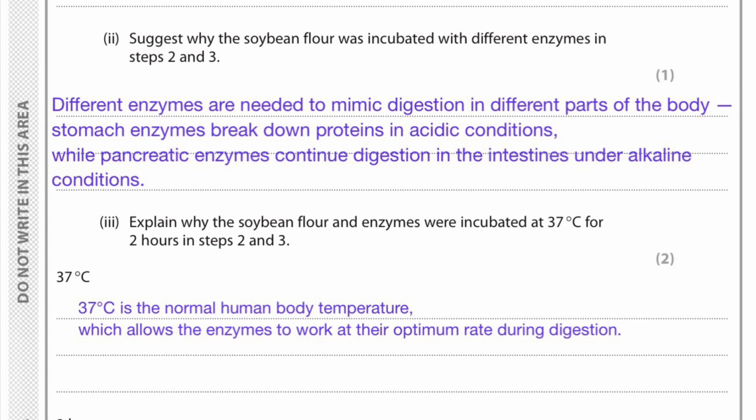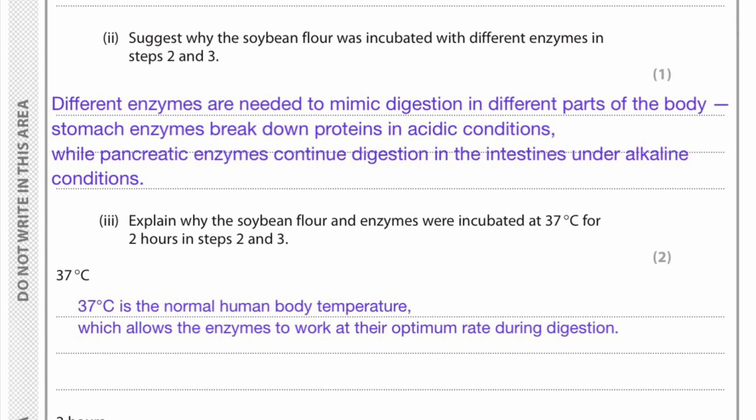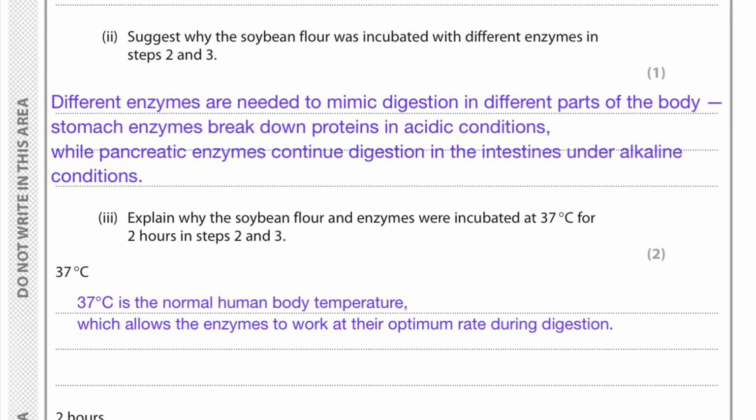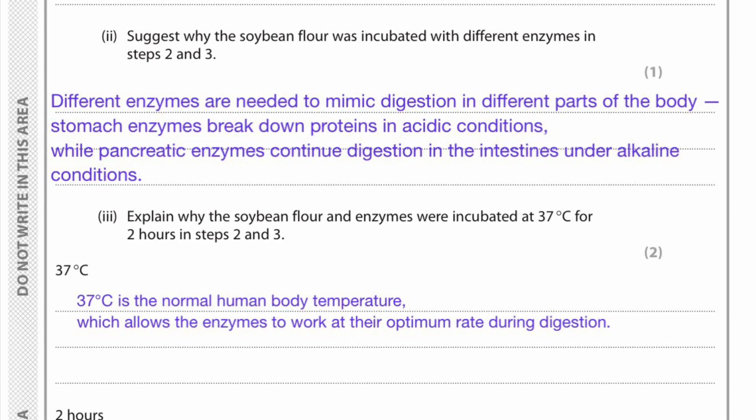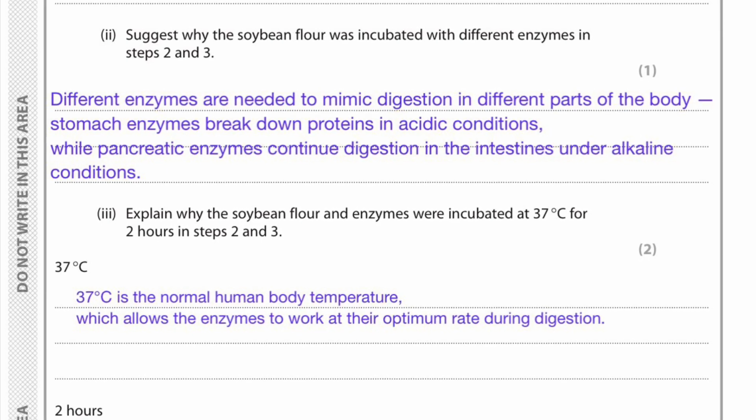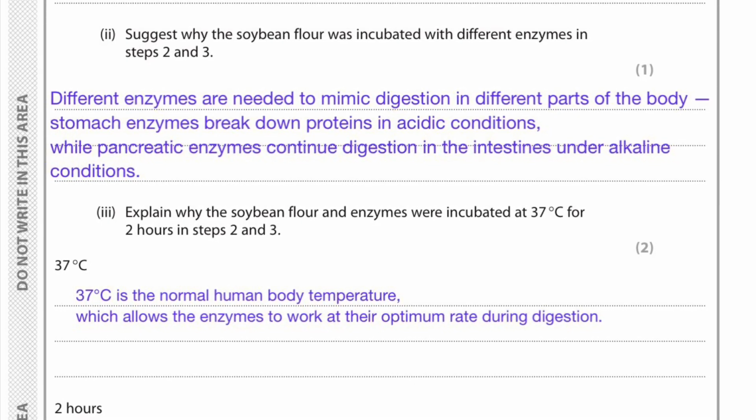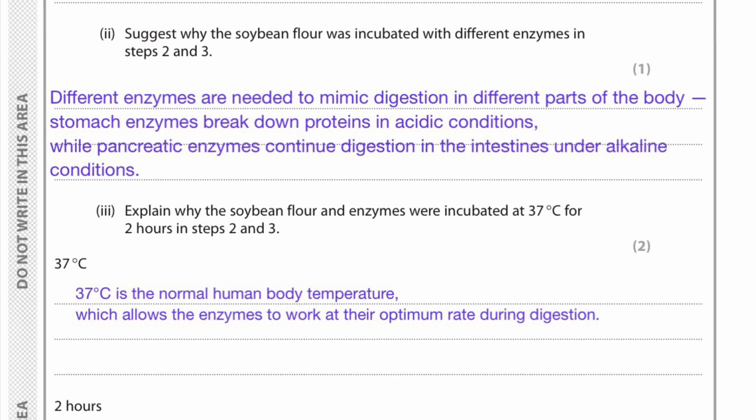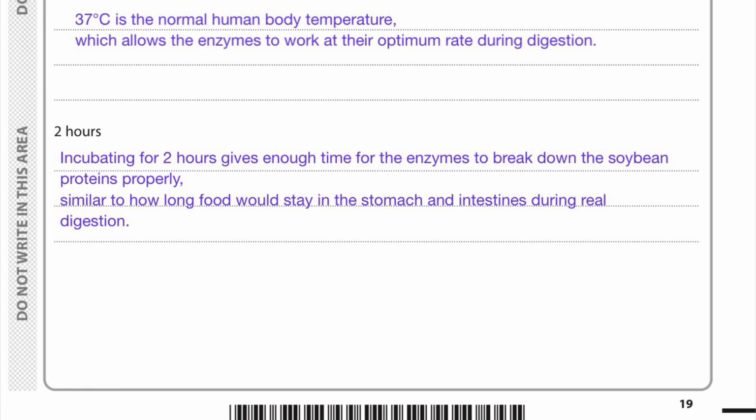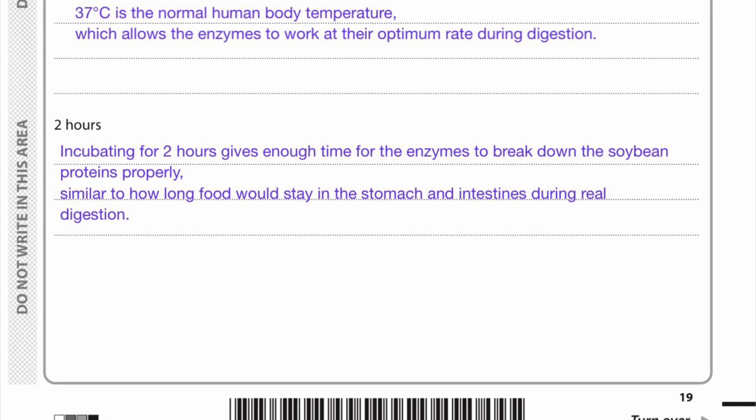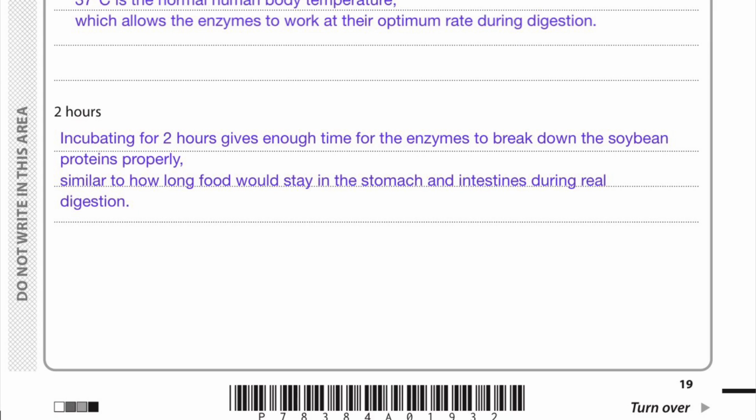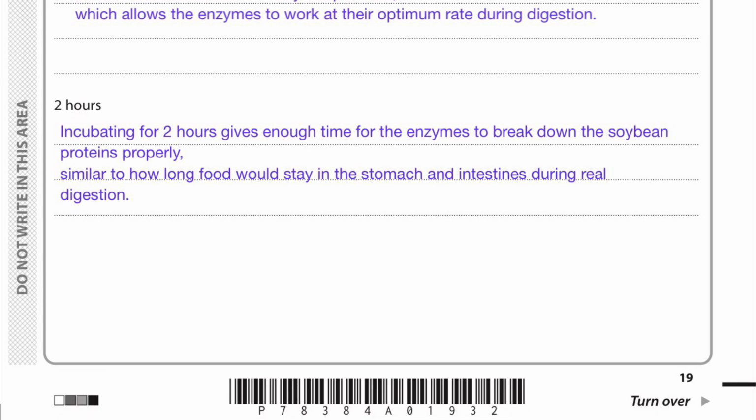Next, they say, explain why the soybean flour and enzymes were incubated at 37 degrees Celsius for 2 hours in steps 2 and 3. Now they are asking why they use these specific conditions. So I said, 37 degrees Celsius is the normal human body temperature, which allows the enzymes to work at their optimum rate during digestion. Incubating for 2 hours gives enough time for the enzymes to break down the soybean proteins properly, similar to how long food would stay in the stomach and intestines during real digestion.